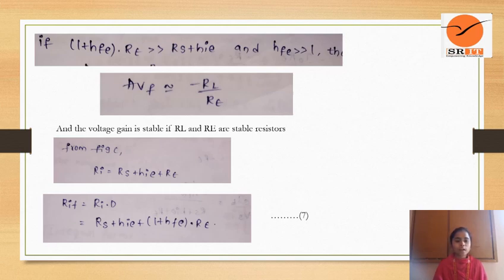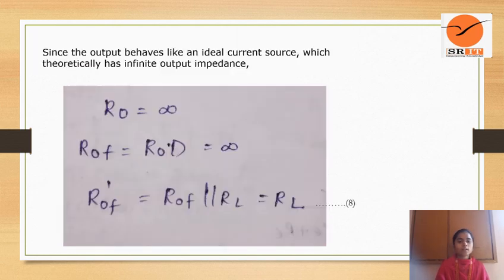Then Ri is equal to Rs plus Hie plus Re. Then Rif is equal to Ri into D, that is Rs plus Hie plus 1 plus HFE into Re. Since the output behaves like an ideal current source, which theoretically has infinite output impedance, R naught is equal to infinity, and Rof is equal to R naught into D. Here R naught is infinity, then Rof is also infinity.